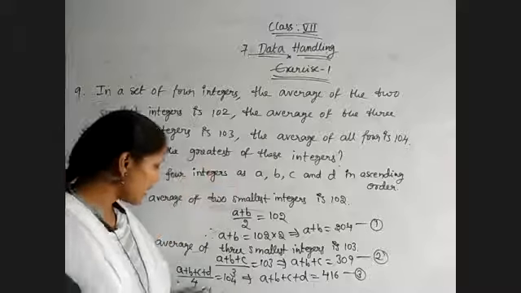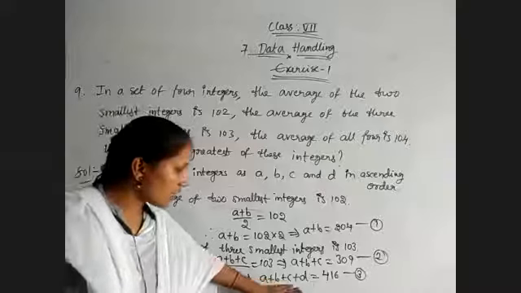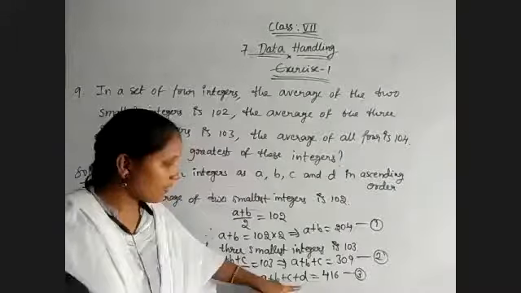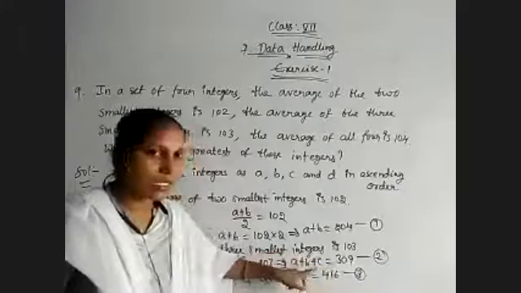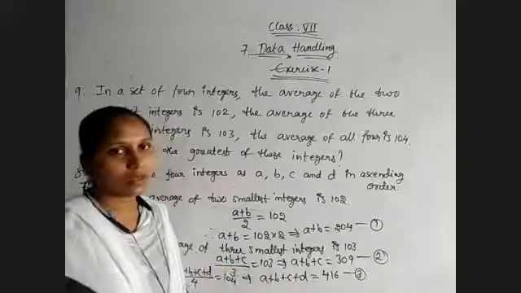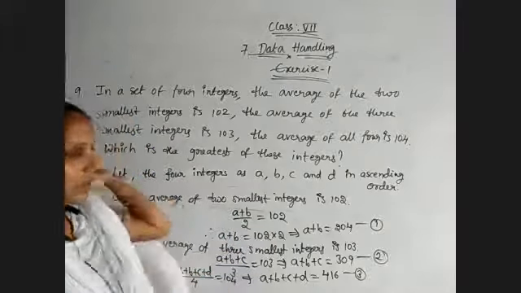The greatest integer is D. D is in the third equation. If you remove the sum of these three, A plus B plus C, then we'll get the D value. And we have A plus B plus C value 309 from the second equation. So substitute that value in the third equation, then you will get the D value. So no need to find out all the integers. Directly we will get the answer.